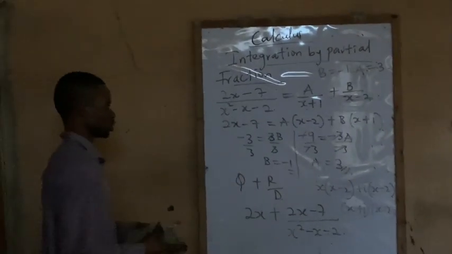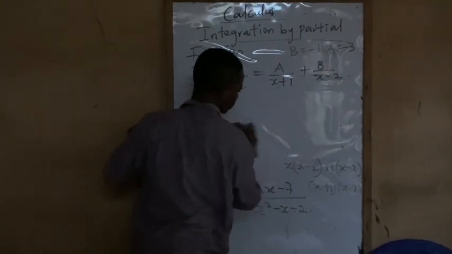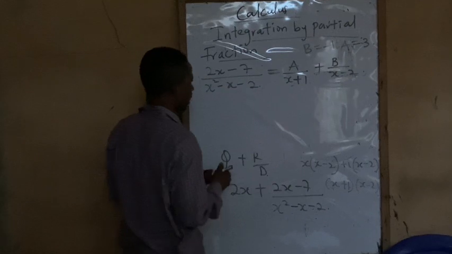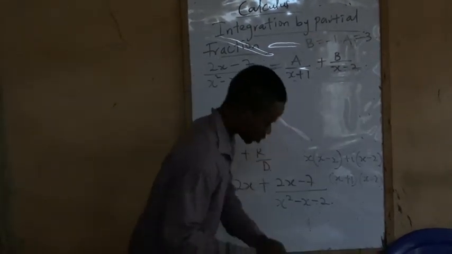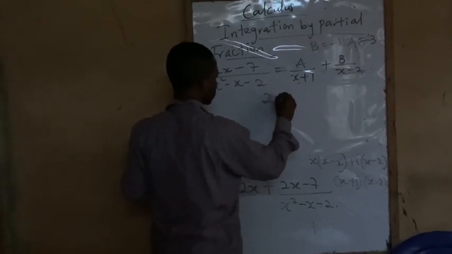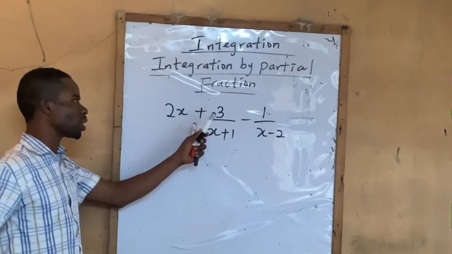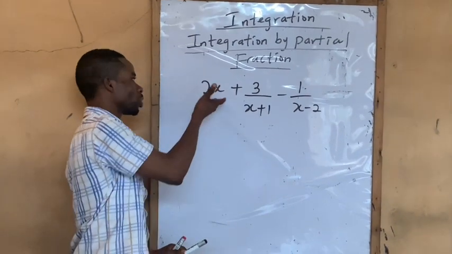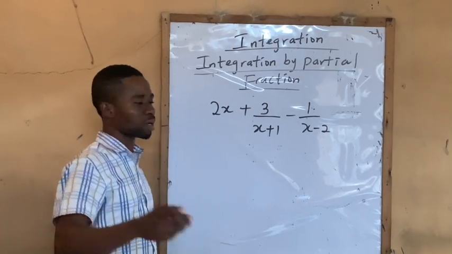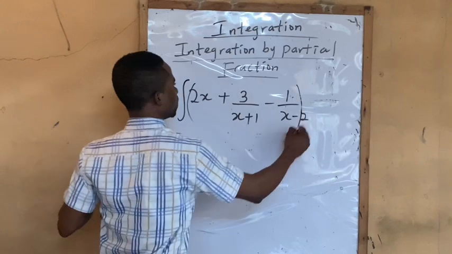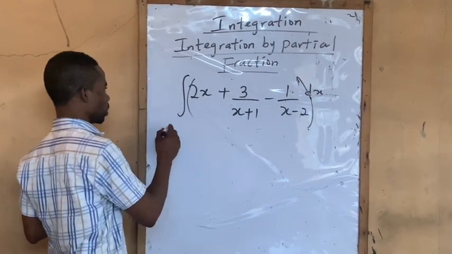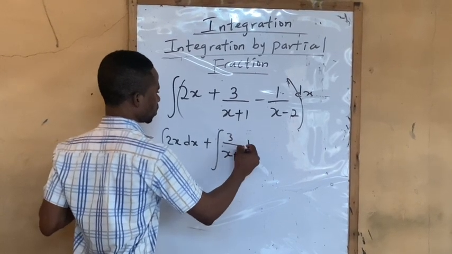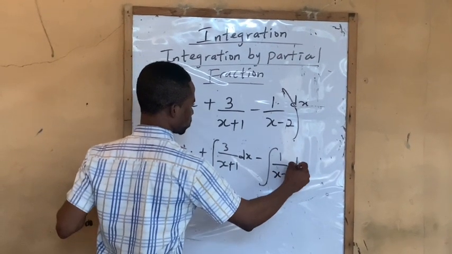So the next thing to do now is, let's get our final answer. Now, according to what is here, we are having 2x from here, our a and our b. And as you know, when I subjected it to division of polynomials, I brought back these 2x, and now you have to arrange it. So we can now find their integral. You can separate it like integral of 2x dx plus integral of 3 all over x plus 1 dx minus integral of 1 all over x minus 2 dx.